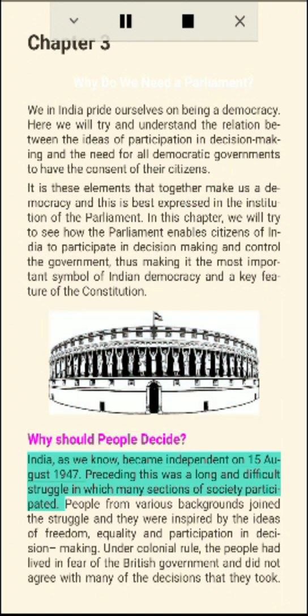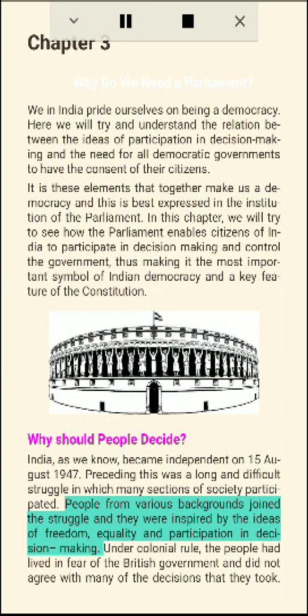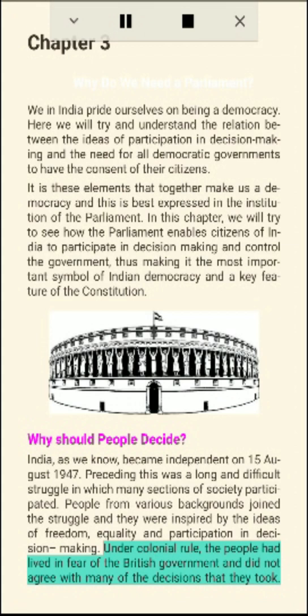India, as we know, became independent on the 15th of August 1947. Preceding this was a long and difficult struggle in which many sections of society participated. People from various backgrounds joined the struggle, and they were inspired by the ideas of freedom, equality, and participation in decision-making. Under colonial rule, the people had lived in fear of the British government and did not agree with many of the decisions that they took. But they faced grave danger if they tried to criticize these decisions.